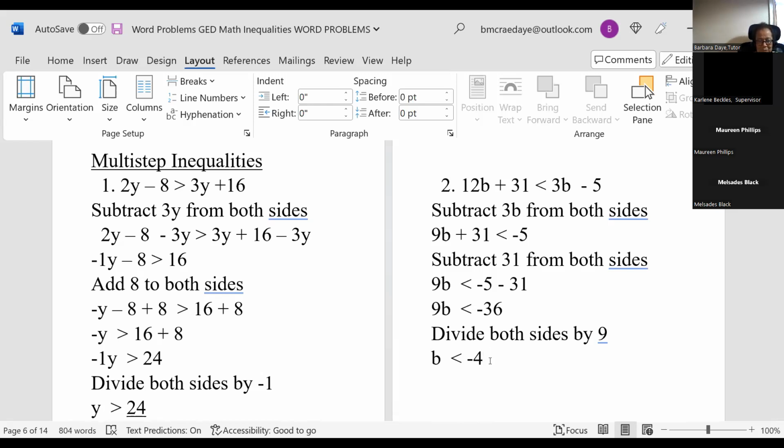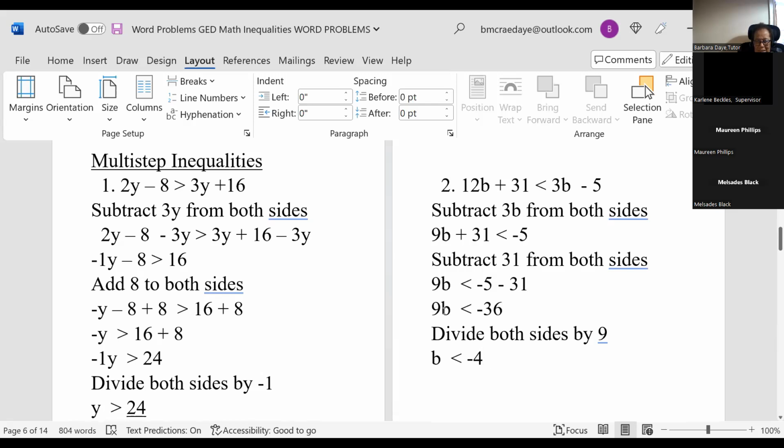Mercedes, you got it? I didn't get it so far. I stopped listening to you and Maureen, so I'm catching on to what you do. I didn't get the why. Subtracting the 3B from both sides, 3B from 12B gives 9B, right? And then you subtract 31 from both sides. That gives you just 9B on the left, and a -5 and a -31 gives you a -36.